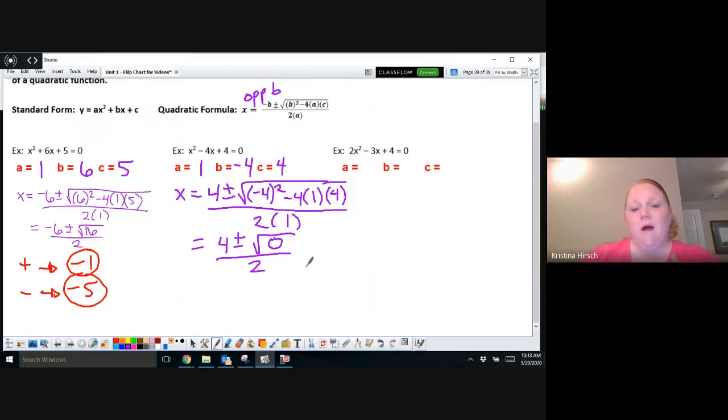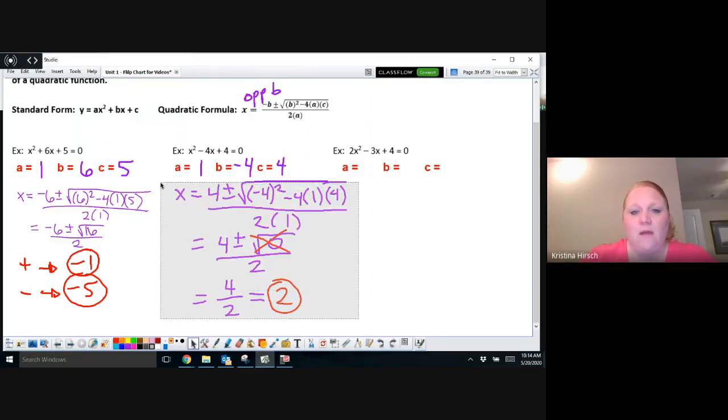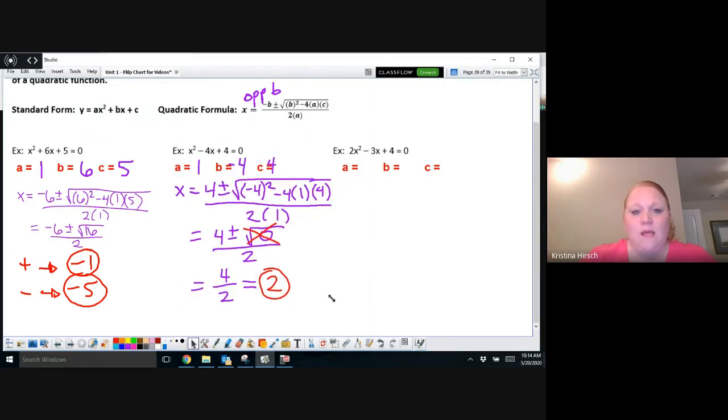Well, that tells me something about my problem, right? I know that if the discriminant is 0, I'm only going to get one solution, and that's because the square root of 0 is 0. So you can kind of save yourself some time there and know that if you add 0 to 4, it's 4. If you subtract 0 from 4, it's 4, right? And then we're left with 4 over 2, which is 2. And we only have one real solution. That's why I like to piece it out a little bit, because the discriminant really does help me.